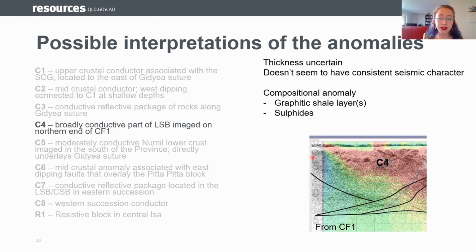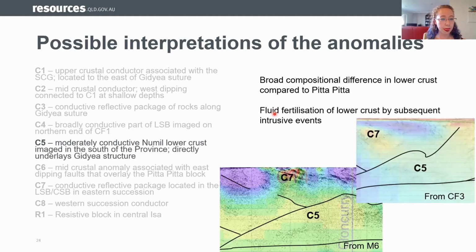So on this model, it looks like it is not only in the Leichhardt superbasin at the top, but down into the underlying central Isa block. This could be true. It could be a smearing of a very thin conductive layer. Again, it's probably a compositional anomaly potentially associated with faulting, but I would have to do more looking to work that out. Probably a graphitic or sulfidic related anomaly.